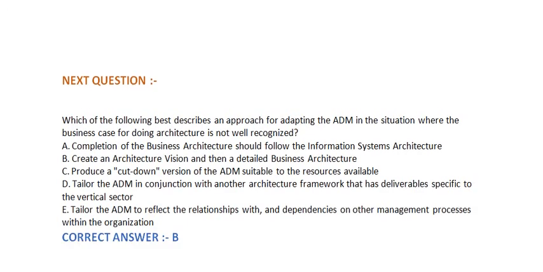Today's questions are, which of the following best describes an approach for adapting the ADM in the situation where the business case for doing architecture is not well recognized? Option A, completion of the business architecture should follow the information systems architecture. Option B, create an architecture vision and then a detailed business architecture. Option C, produce a cut down version of the ADM suitable to the resources available. Option D, tailor the ADM in conjunction with another architecture framework that has deliverables specific to the vertical sector. And option E, tailor the ADM to reflect the relationships with and dependencies on other management processes within the organization. And the correct answer is option B.